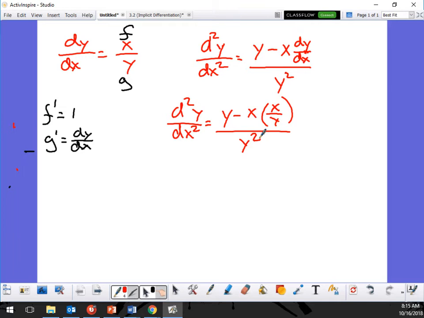And now from here, I could actually go through and clean it up a little bit. Right? I'm going to try and clean this up a little bit. So that's going to turn into, okay, so now what would be the common denominator on the top? It's going to be y, right? Yeah. So y squared minus x squared over y. All that's going to be divided by y squared, right?